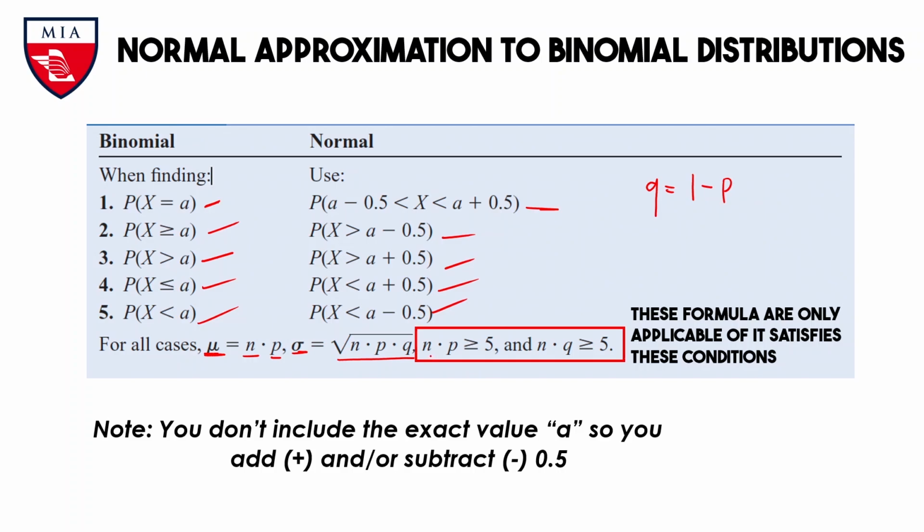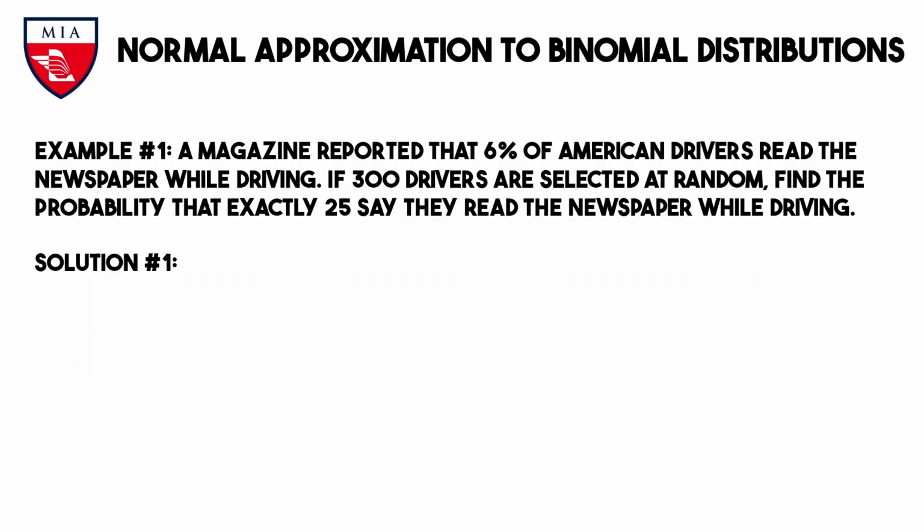So if n times p is greater than or equal to 5 and n times q is greater than or equal to 5. Note, you don't include the exact value of a, so you add and subtract 0.5. Okay, so how can we apply this to a problem? Let's have an example.